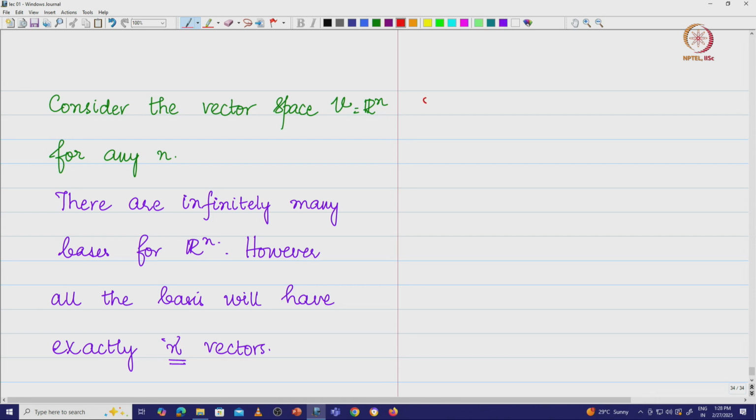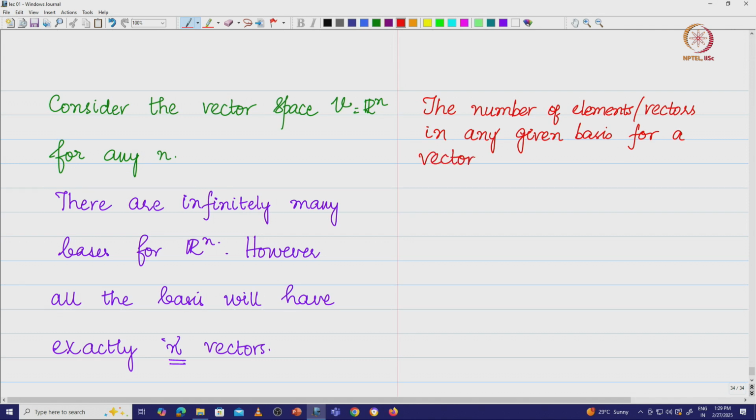That is an important thing. So, the number of elements, or the number of vectors, in any given basis for a vector space is called the dimension of the vector space. Right. This is called the dimension of the vector space.